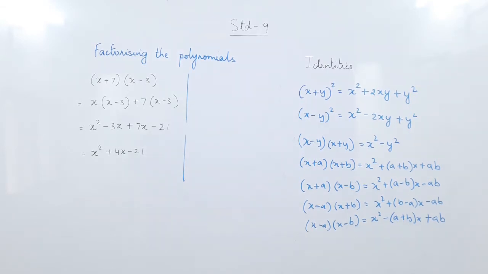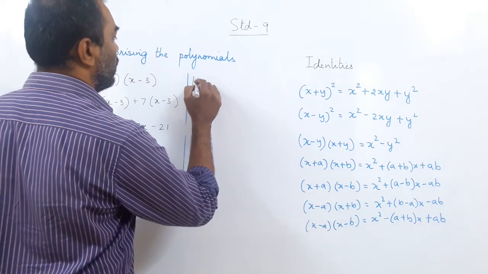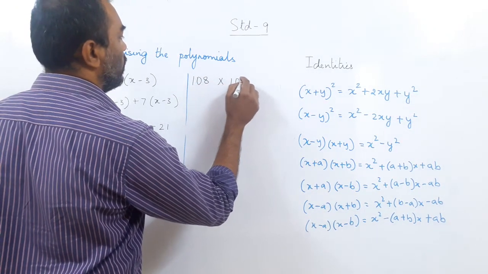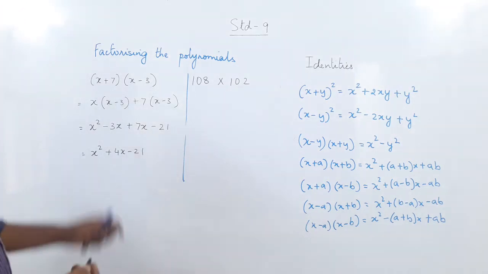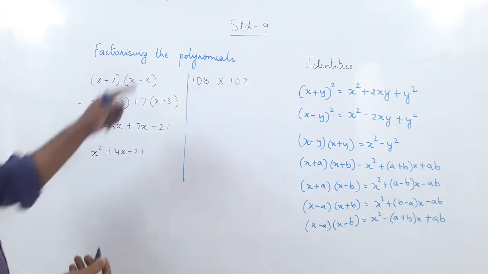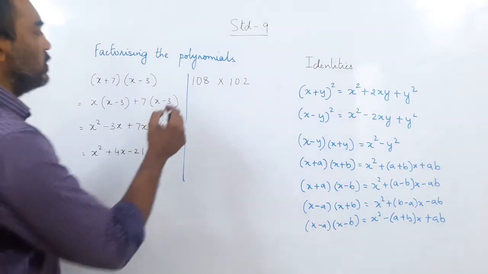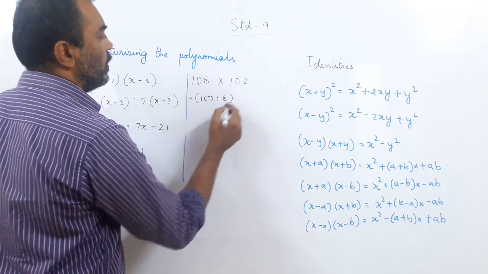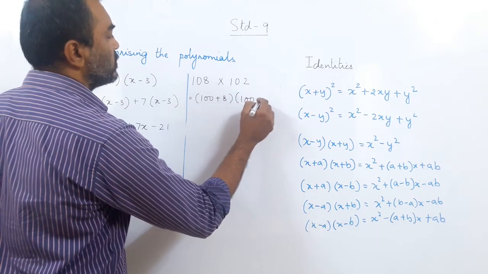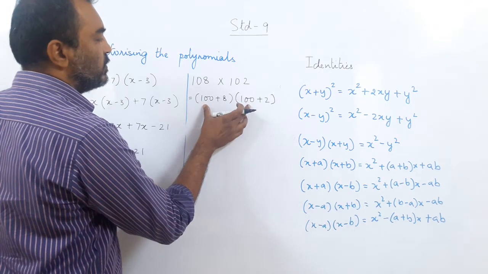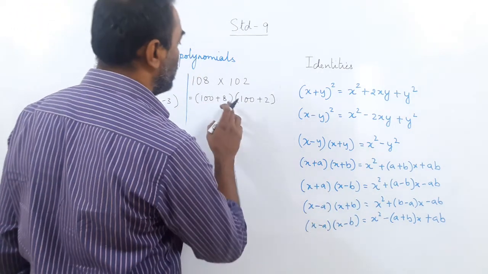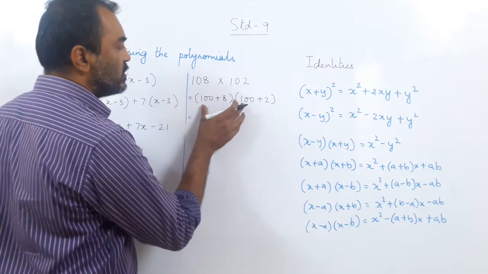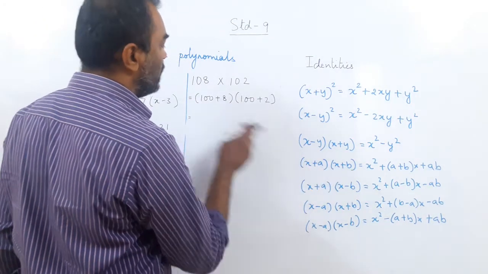Okay, now we move on to the application of the identity. So what is the application? Let us multiply 108 with 102. I can do the multiplication roughly also, but now we want to make use of these identities. So 108 I will write as 100 plus 8, and 102 I will write as 100 plus 2. You can see the 100 is the same in both the cases, like the x is the same, but the second number has changed. So now what is the identity? This is x plus a into x plus b, both are plus.